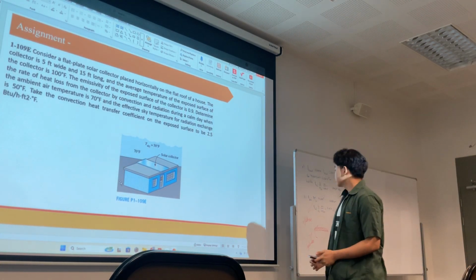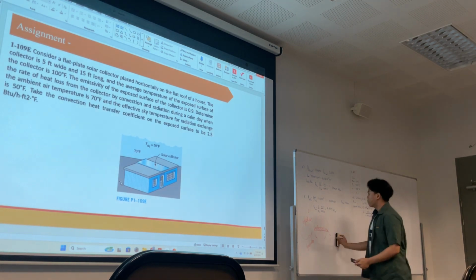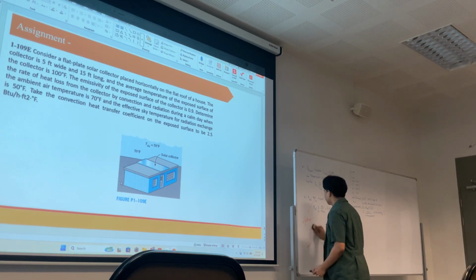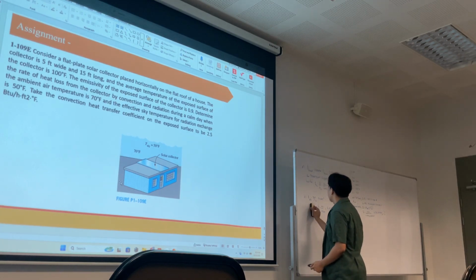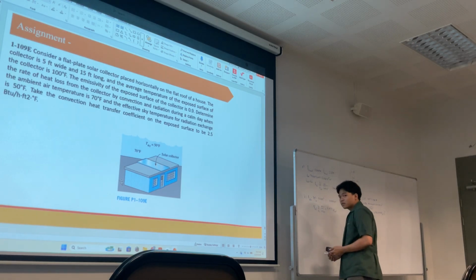You clean and then stop. So the solar plate, right, is like a rectangle.